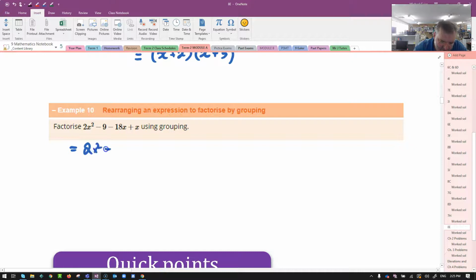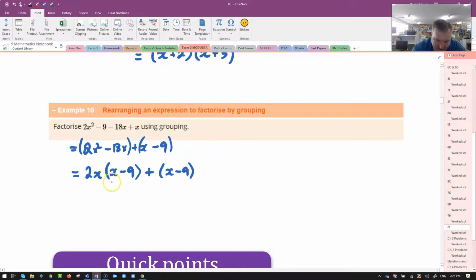2x squared minus 18x plus x minus 9. Remembering it doesn't matter what order we add or subtract in, but sometimes it does make a difference when it comes to our factorizing. Looking at the first bracket here, 2x squared minus 18x, 2x is my highest common factor. Now the first term still needs an x, and the second term needs a -9. Looking at my second term, the x plus 9, there is no common factor there, so it just stays as x minus 9. But look at that, x minus 9 is now a common factor.